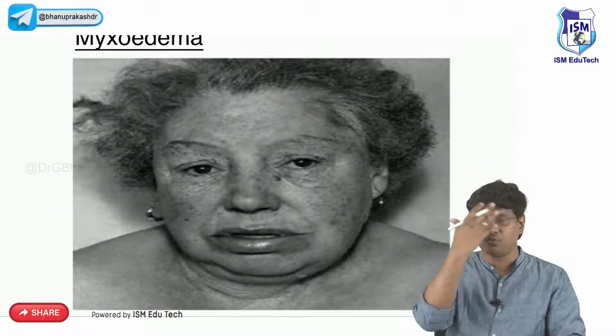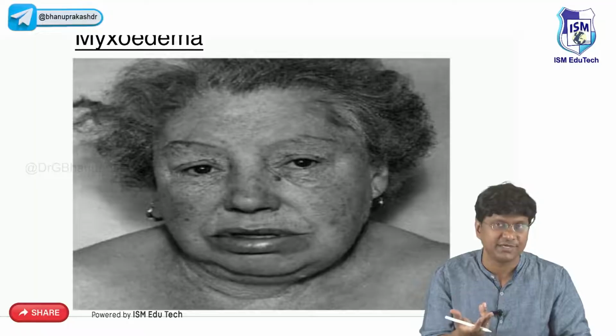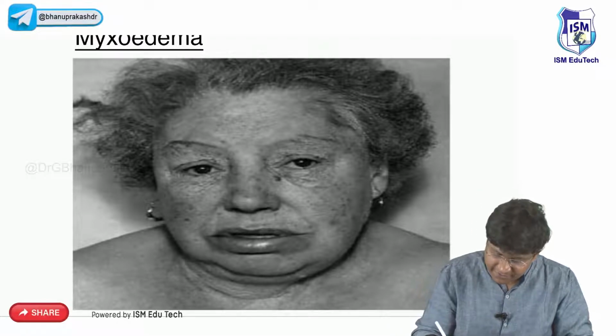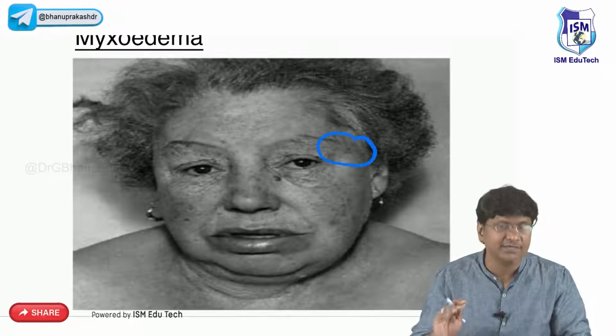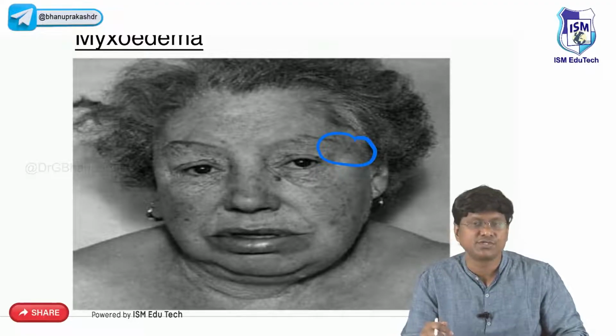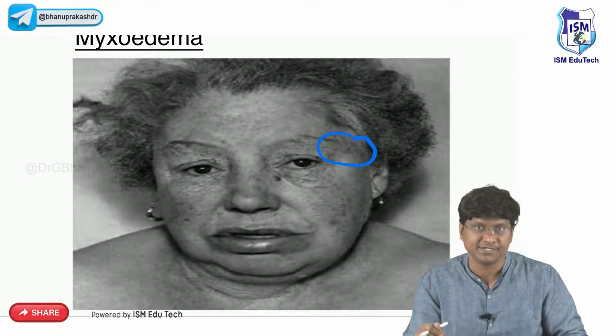So how will be the appearance of the patient with hypothyroidism? That is, there will be a round face, a dull looking face, and even the lips are swollen. And if you observe very clearly here, the lateral 1/3 of the eyebrows are being lost, and that we call it as madarosis. And the differential diagnosis for madarosis will be leprosy, right?